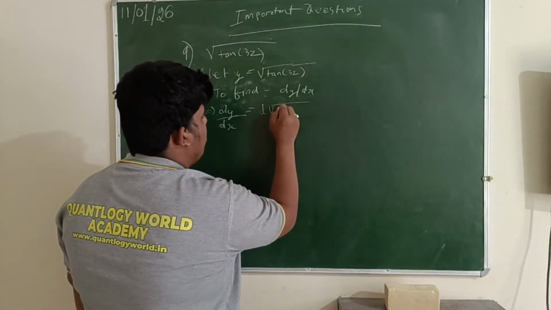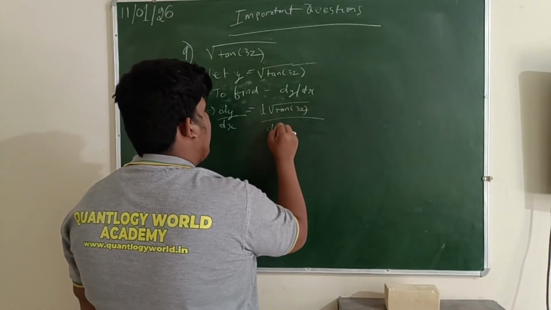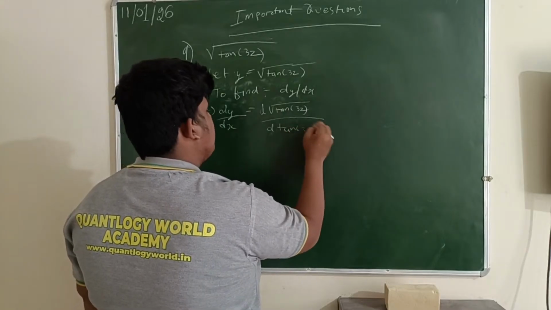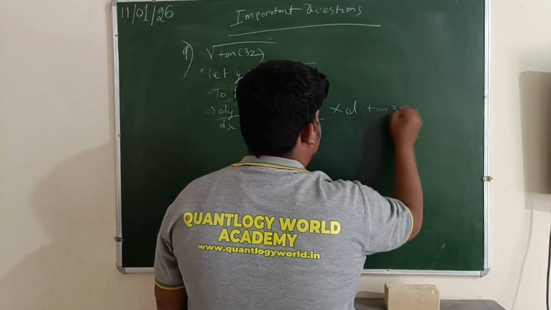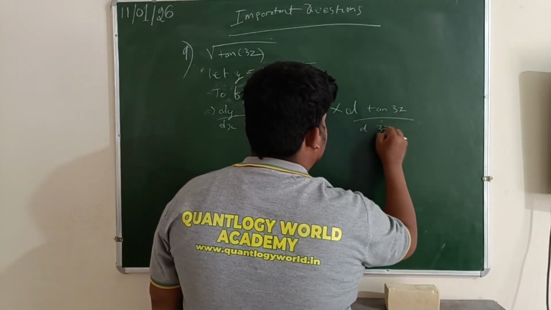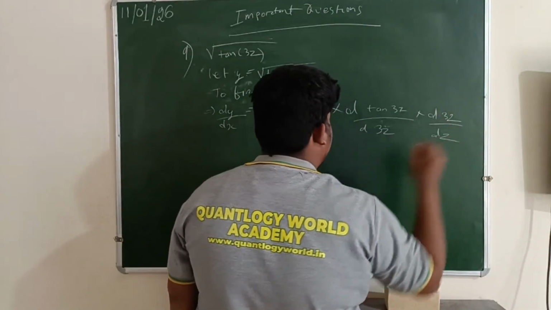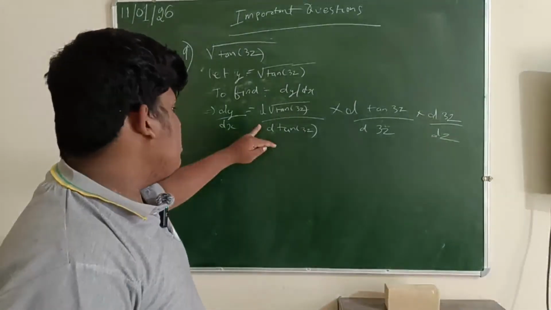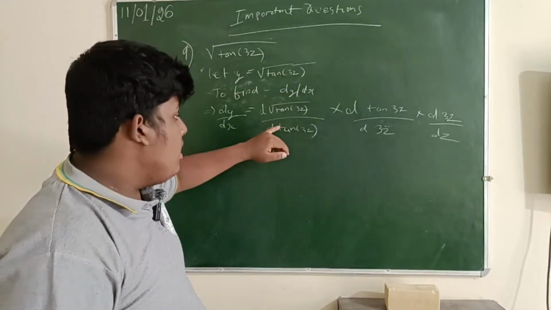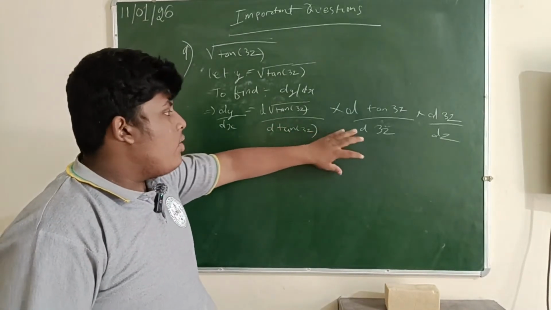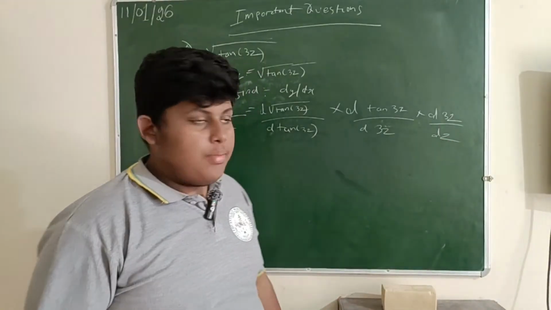d root of tan 3z by d tan 3z, into d tan 3z by d 3z, into d 3z by dz. So this question we have written as d root of tan 3z by d tan 3z into d tan 3z by d 3z into d 3z by dz.